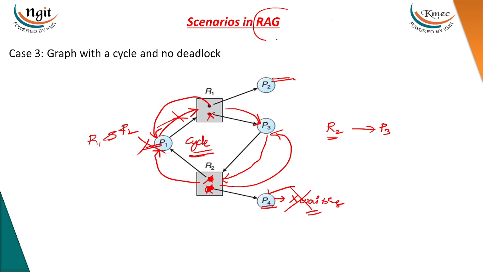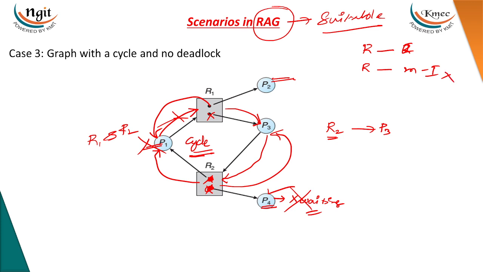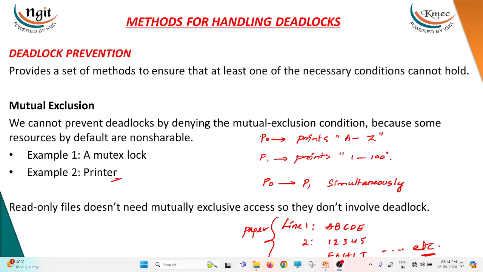So the resource allocation graph is suitable only for a system where each resource type has only one instance. If each resource type has multiple instances, then this resource allocation graph fails to say whether the system is in deadlock or not. It may or may not be in deadlock.